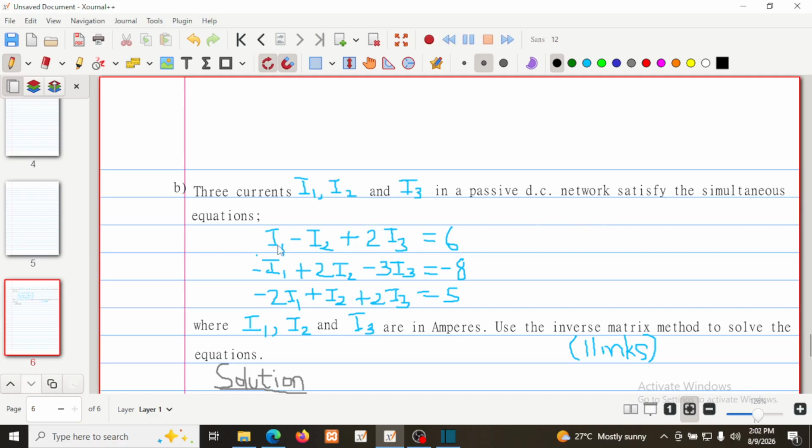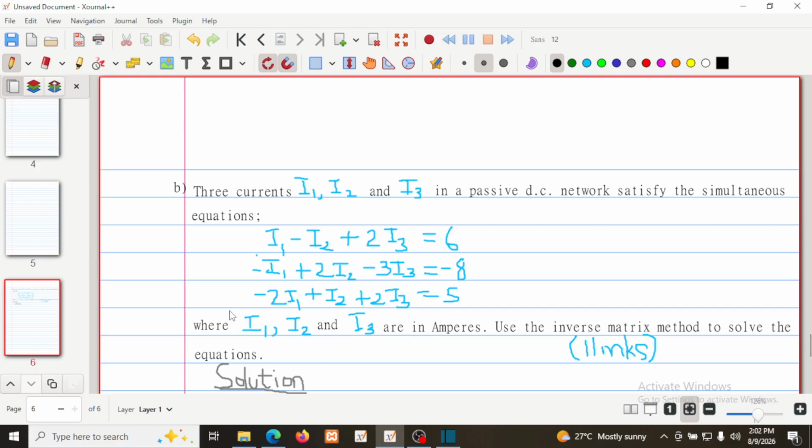They satisfy the simultaneous equations I1 minus I2 plus 2I3 equals 6, negative I1 plus 2I2 minus 3I3 equals negative 8, and negative 2I1 plus I2 plus 2I3 equals 5, where I1, I2 and I3 are in amperes. Then we have to use the inverse matrix method to solve the equations. For those who are not electricians, please don't panic, these are just currents.